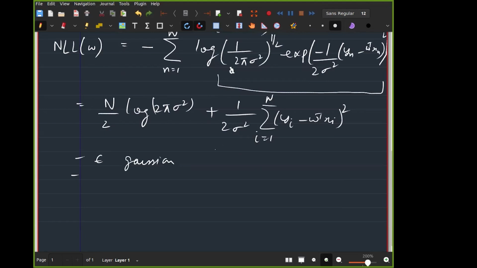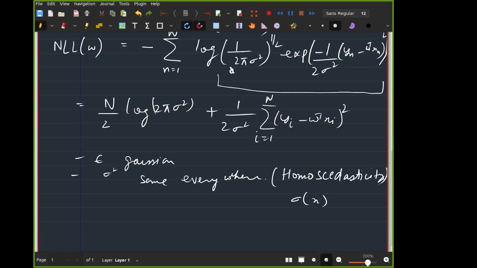The second assumption is that your sigma square is the same everywhere. And it also has a name: homoscedasticity. But then you'll say that if sigma square being the same everywhere is the assumption, what's the alternate? The alternate is that sigma could be a function of x, and then squared.